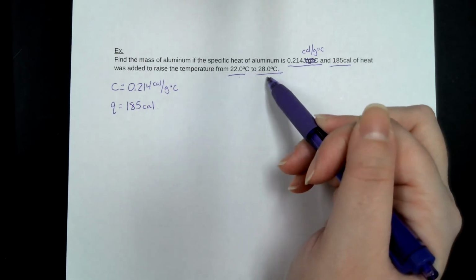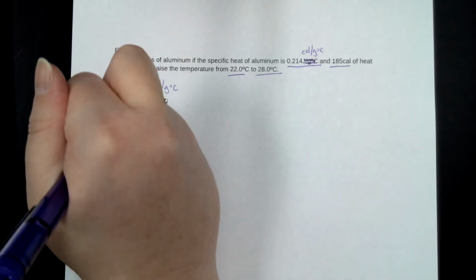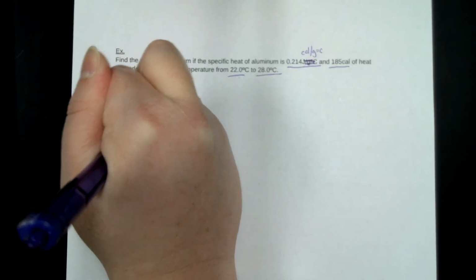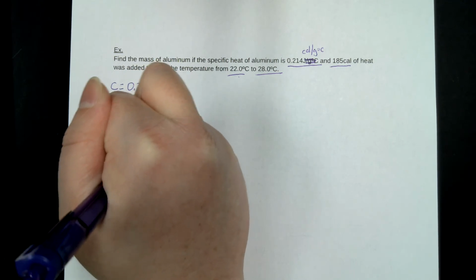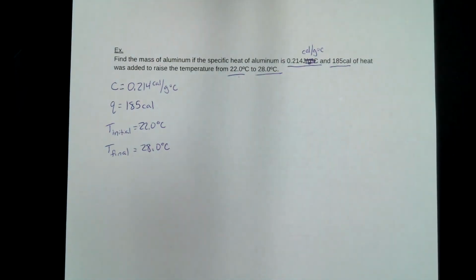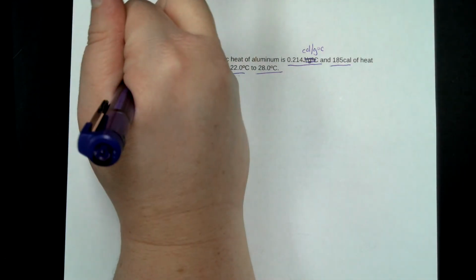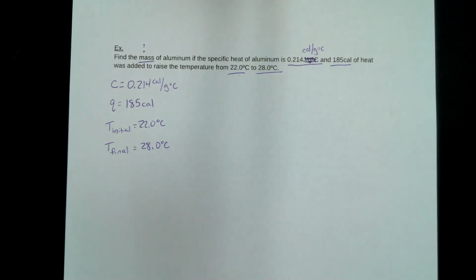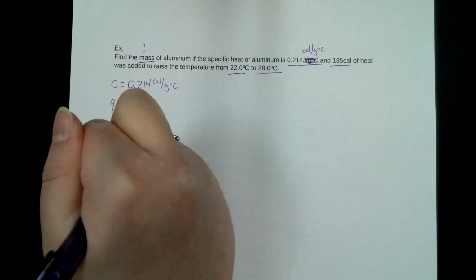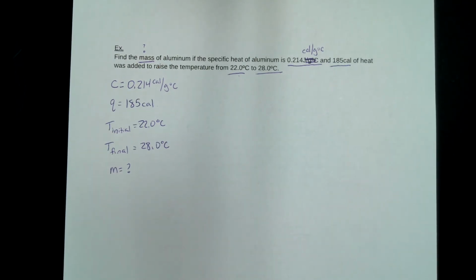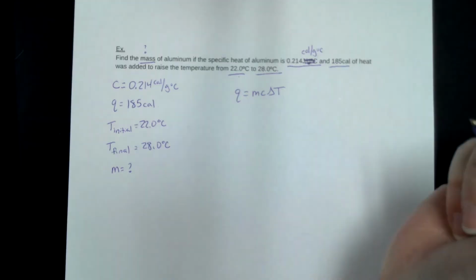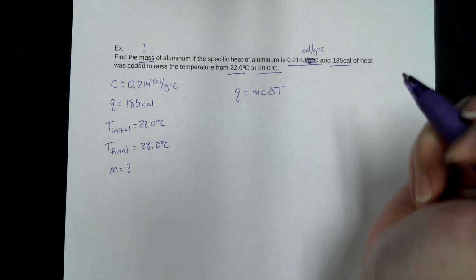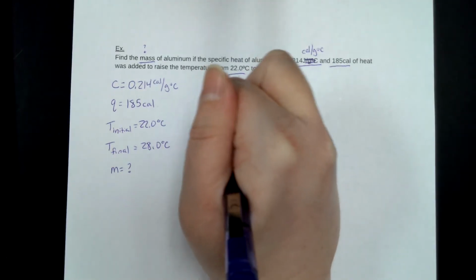The last givens are our temperatures. We go from 22.0 to 28.0. So T initial is 22.0 degrees Celsius, and T final is 28.0 degrees Celsius. Our unknown is mass. So we need to calculate the mass. So we're solving for M. And again, if you can rearrange an equation to solve for a different variable before plugging in, feel free. I'll work this one straight through.